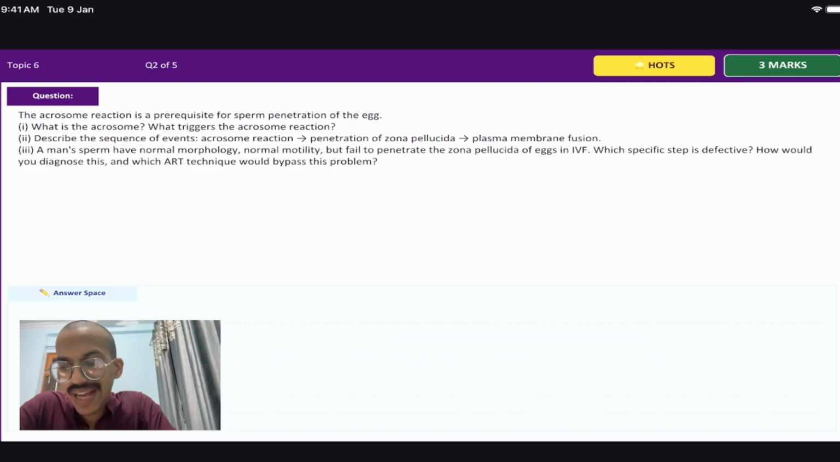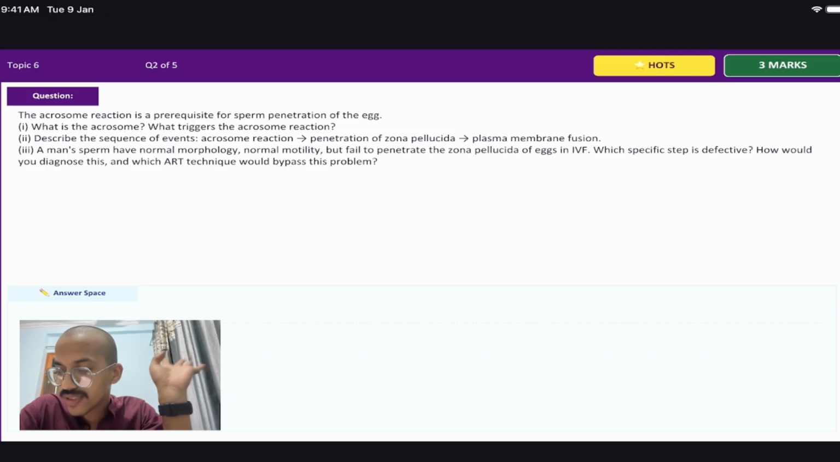The acrosome reaction is a prerequisite for the sperm penetration of the egg. What is the acrosome? It is a cap-like structure present on the head of the sperm. What triggers the acrosome reaction? The sperm has to bypass the corona radiata and zona pellucida. All these layers contain cementing materials and all those things, so we have to remove them. Hyaluronidase will be there, which will remove the cementing material between the corona radiata cells. So this is the one thing.